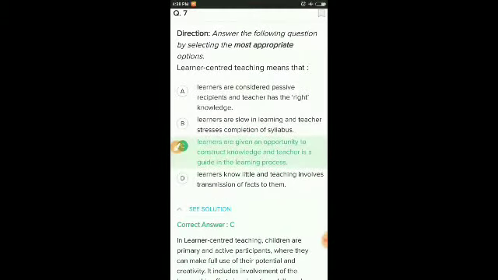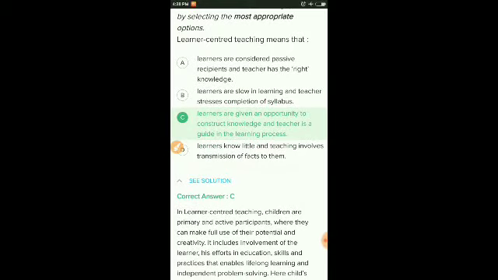Then question number 7, learner-centered teaching means. What do you understand by learner-centered teaching? Learner means the students, and learner-centered means the teaching should be completely based on the students. The teacher should not teach according to his own comfort zone, but according to the comfort zone of the students or learners. So learner-centered teaching means what? Learners are given an opportunity to construct. Option C is the correct answer.